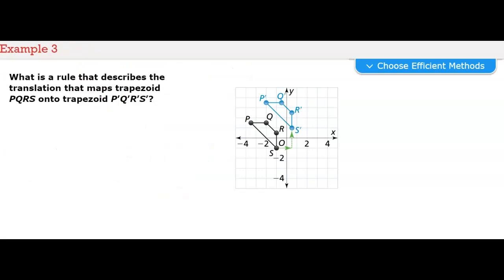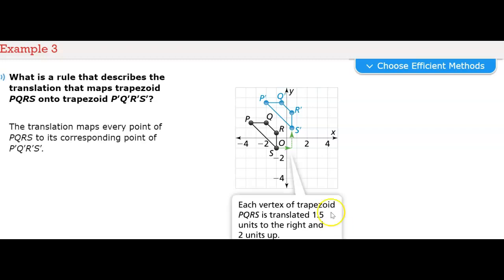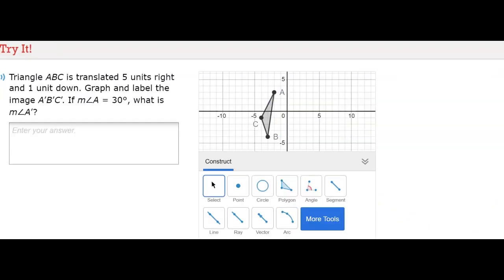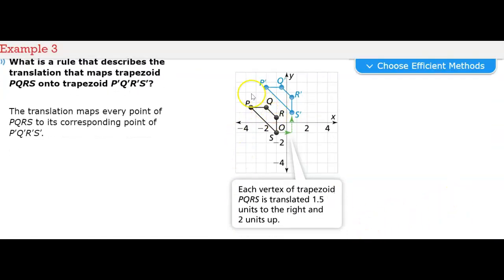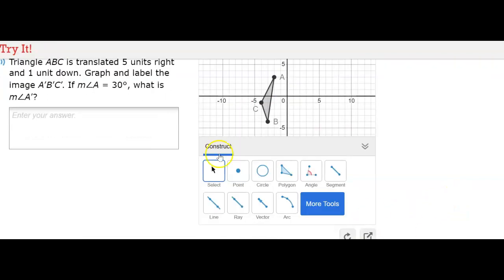What is a rule that describes the translation that maps trapezoid PQRS onto trapezoid P', Q', R', S'? All right, translation maps every point. So they moved it here to the right, and then they went up. Let me just go back so I can see that again.